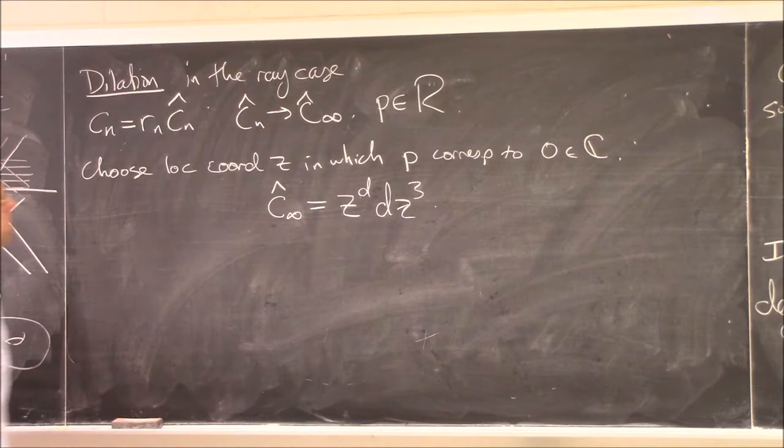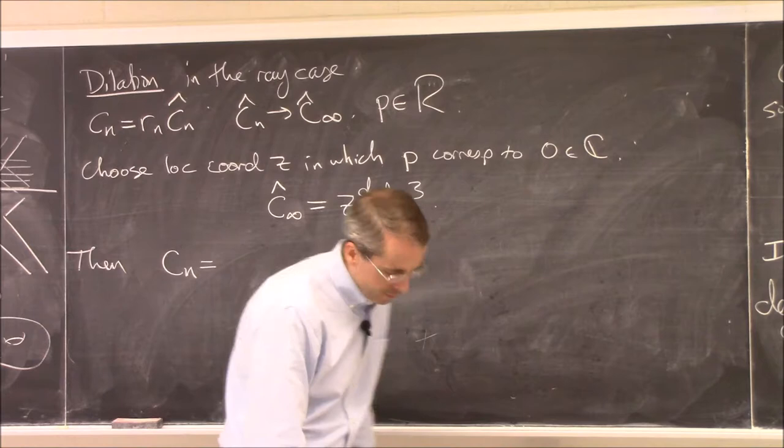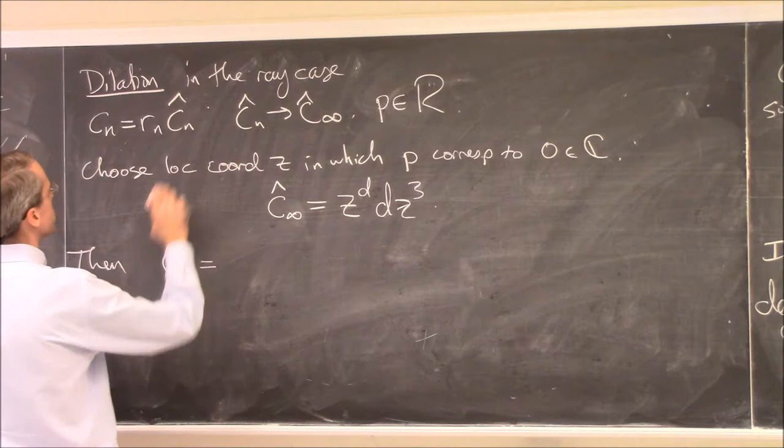So we do that. Then what can we say about Cn? Cn would then be expressed in that same local coordinate as... Oh, I'm sorry. I skipped ahead. I'm not doing the ray case here. I was doing the general case.